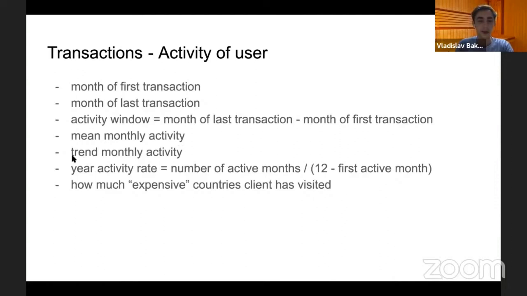Next one, trend monthly activity. When we construct a time series of monthly activity and calculate the correlation between month and mean monthly activity, it shows the trend: does the user become more active or less active over time. And year activity rate represents how many months in a year the user was active.